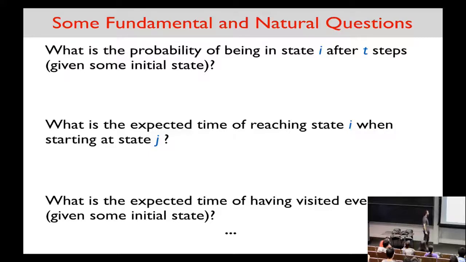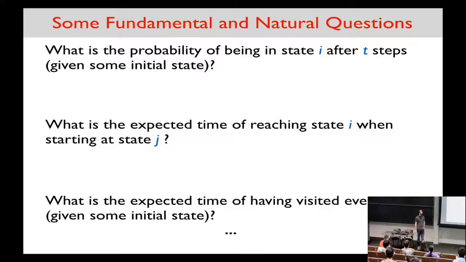I can ask, what is the expected time of reaching state i if I start from state j? Another fundamental question: what is the expected time of having visited every state, given that you started in some initial state? And I can ask a lot of questions like this that are really fundamental. So how can we try to tackle some of these questions? You can do the first one by raising the transition matrix to the t power. Yes, and I will discuss that right now.